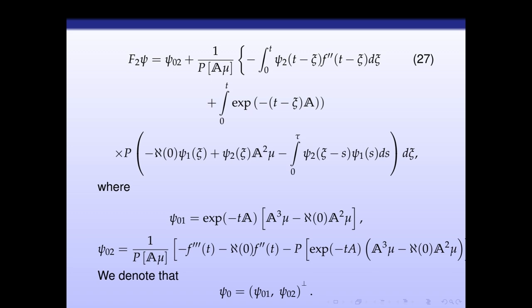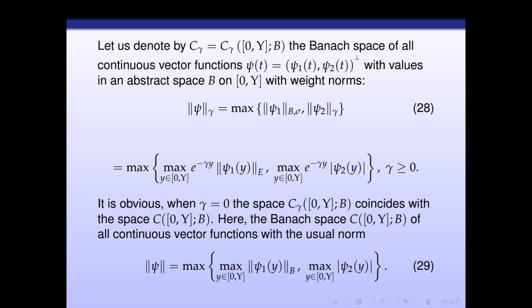And now we will consider some spaces where we will work. Let us denote by C gamma the Banach space of continuous vector functions xi of t with values in an abstract Banach space on the given segment with weighted norm. The norm xi gamma is defined as the maximum norm of the coordinate functions, but now multiplied by exponential minus gamma t, as you see, as a product. It is obvious that if we put gamma equal to 0, the space coincides with the space CB we introduced before.